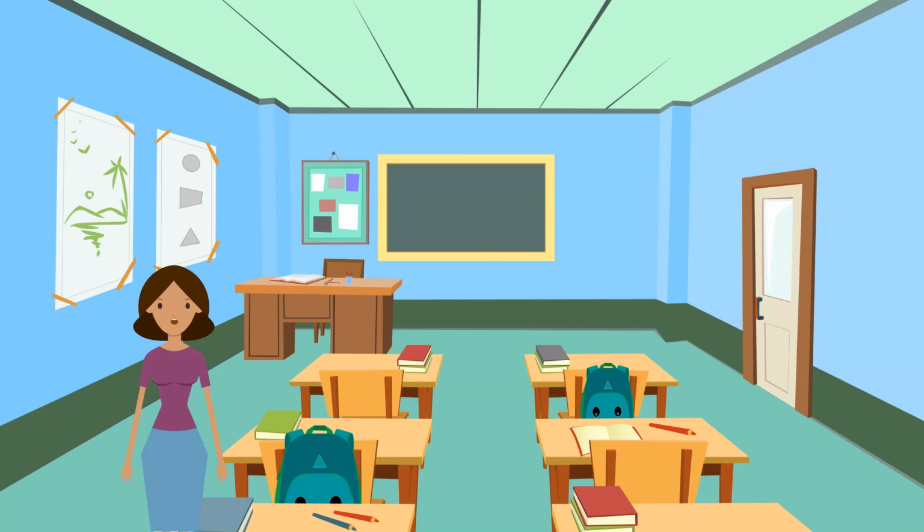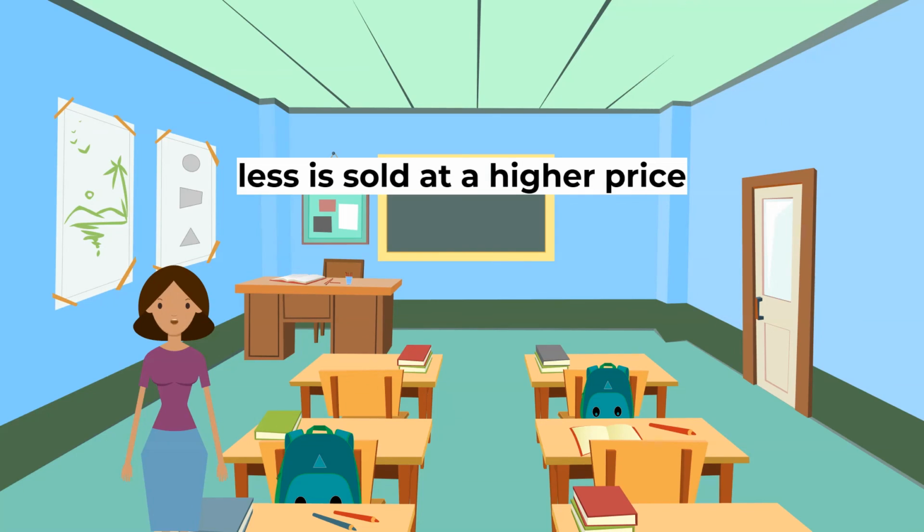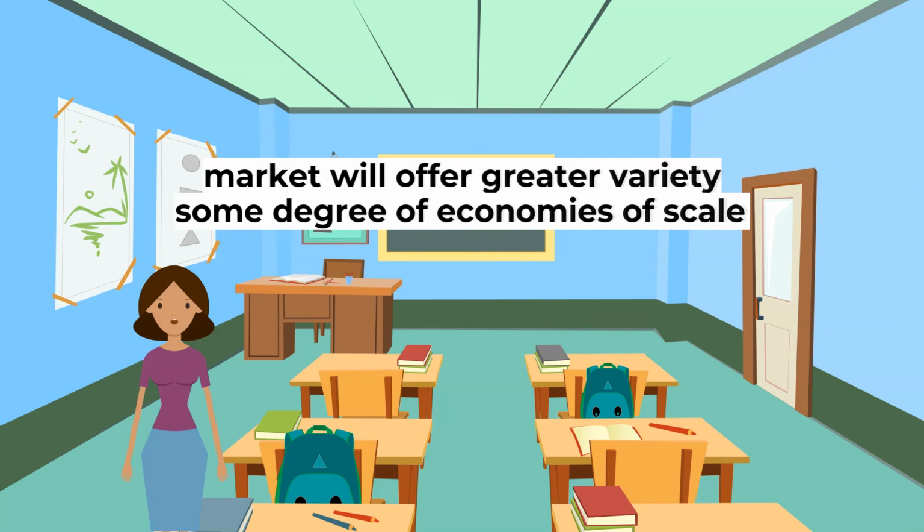In monopolistic competition compared to perfect competition, less is sold at a higher price and firms may not necessarily be producing at the lowest cost. However, the market will offer greater variety and may be able to enjoy some degree of economies of scale.